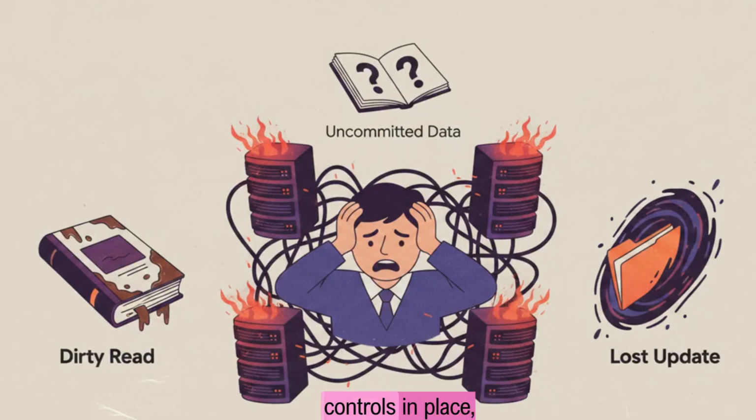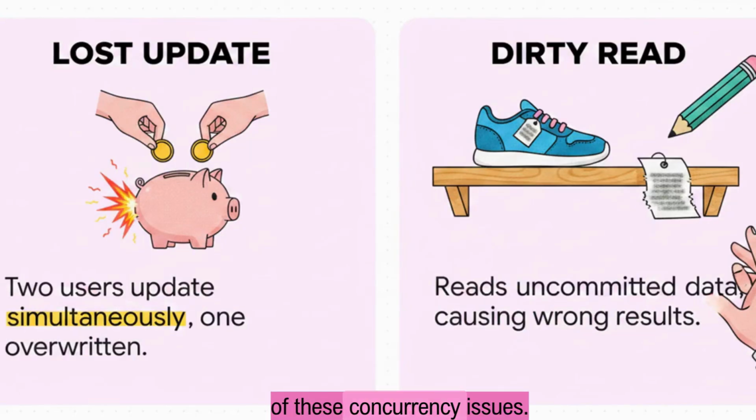Now, without specific controls in place, this massive concurrency leads to some serious data problems that could disrupt the entire system. We're talking about the dirty read, the lost update, and the uncommitted data problem. These are a database administrator's absolute worst nightmares, because it means the data is no longer reliable. Let's break down the real danger of these concurrency issues. In a lost update, 2 users update the same data simultaneously, and one of the updates just gets completely wiped out. Imagine you and your partner depositing money into a joint account at the exact same time, and only one deposit actually gets recorded. Yikes!